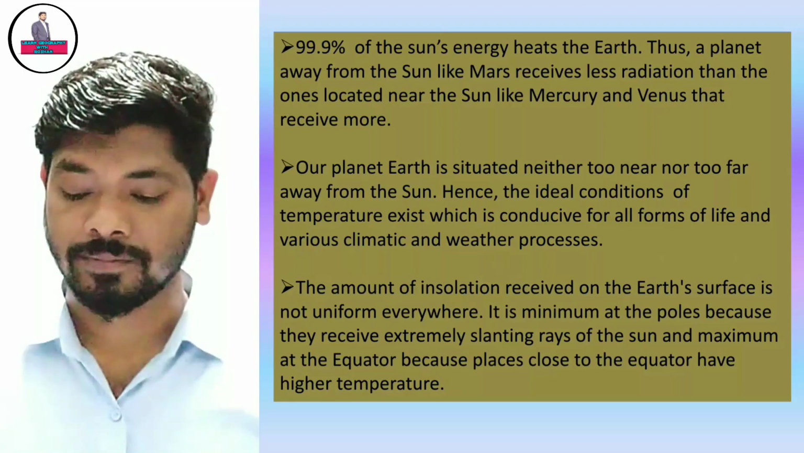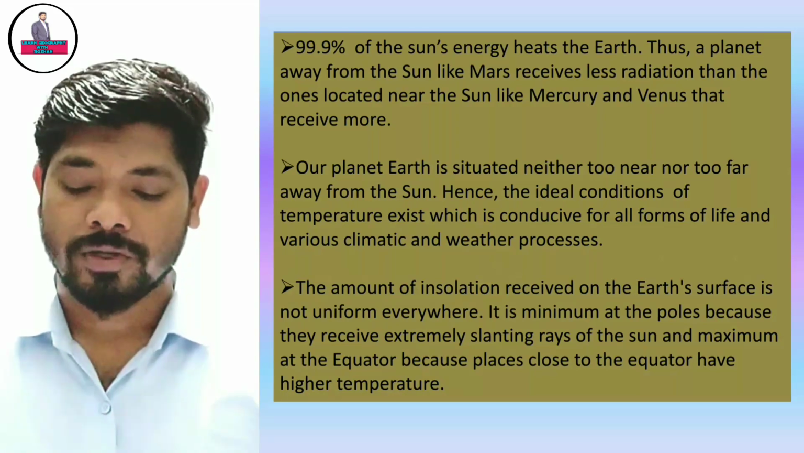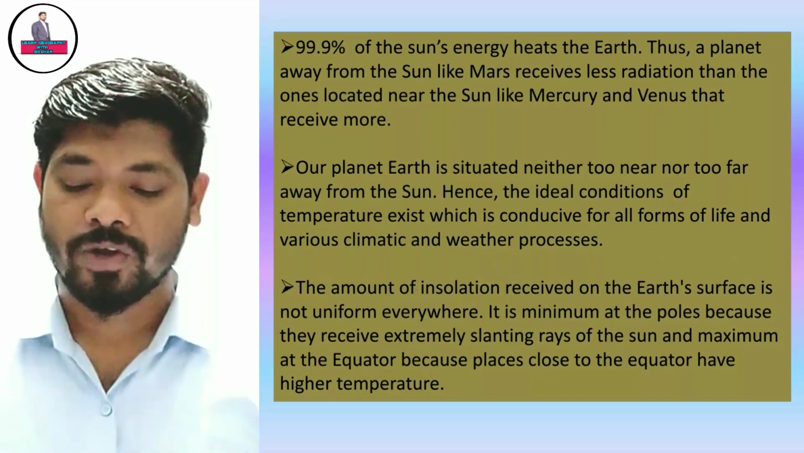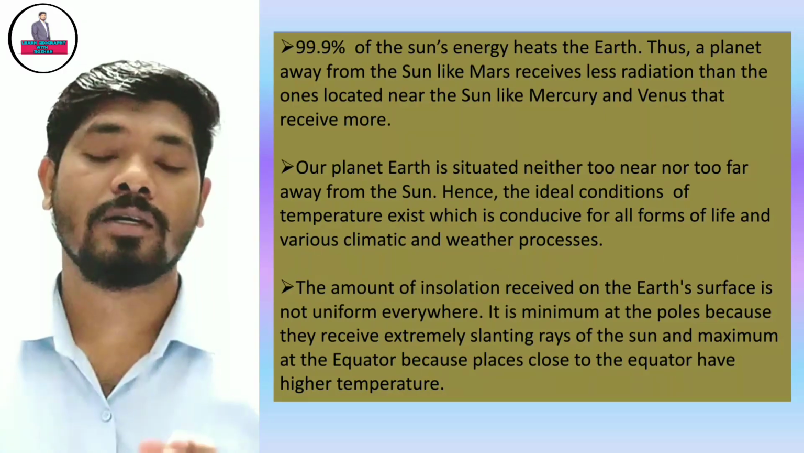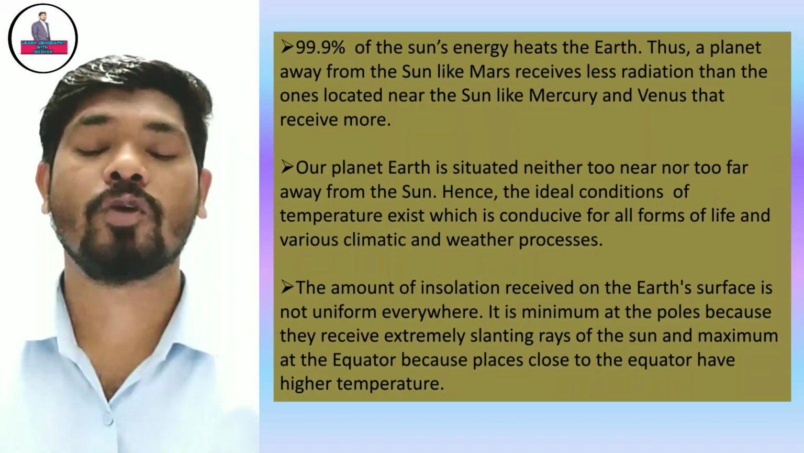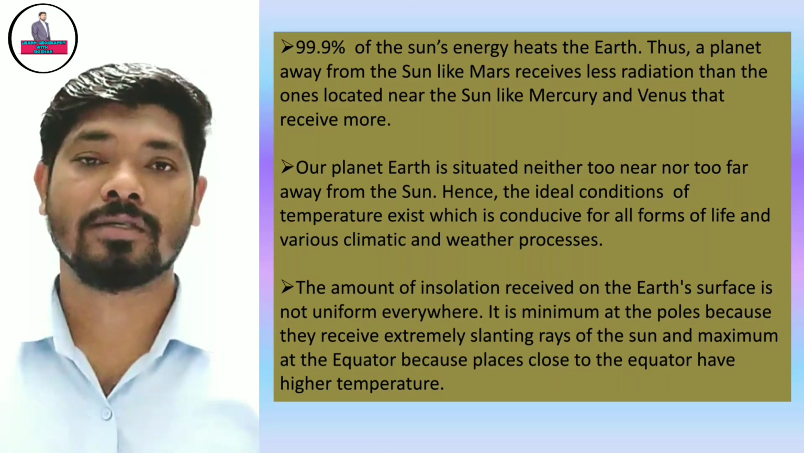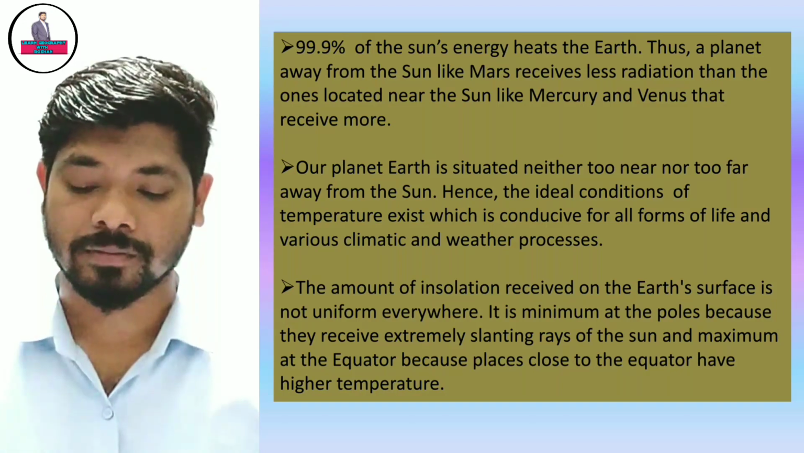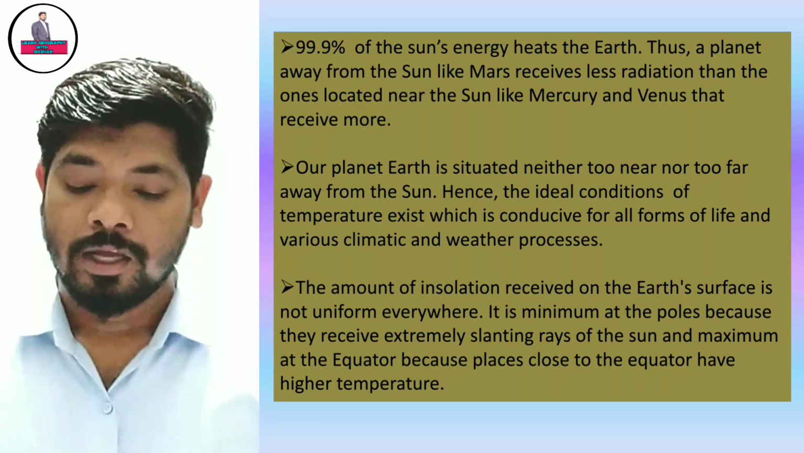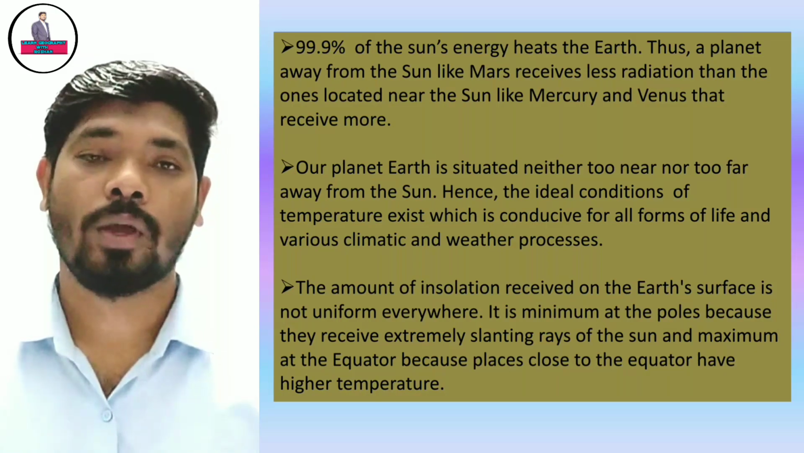The amount of insolation received on the Earth's surface is not uniform everywhere. So the amount of solar radiation is not uniform everywhere. It depends upon some factors that affect the temperature of the Earth. It is minimum at the poles and maximum nearby the equator.